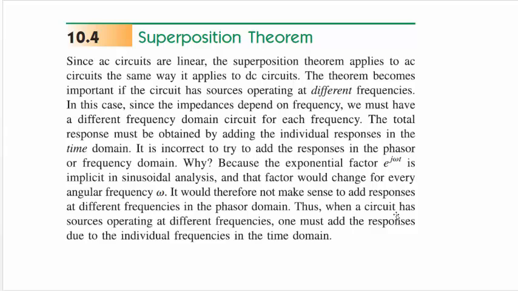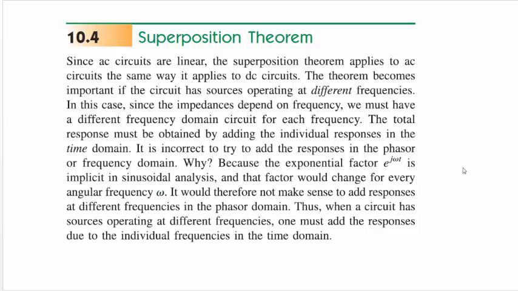So you can analyze the circuit at one frequency, and all of the reactances and impedances will depend on that particular frequency. But then you have to analyze it a second time with the new frequency, because all of the reactances and impedances will change again. Then you can get the total response by adding the two individual responses, but you have to add them up in the time domain. You cannot add them up in the frequency domain.